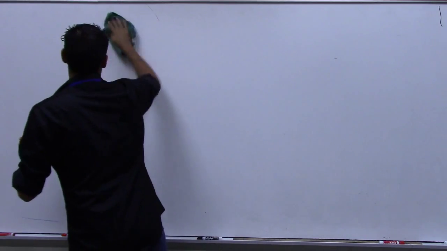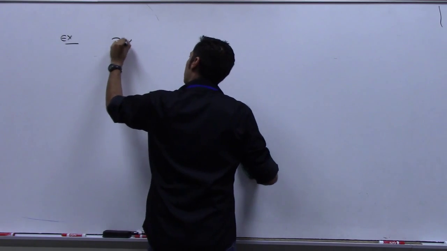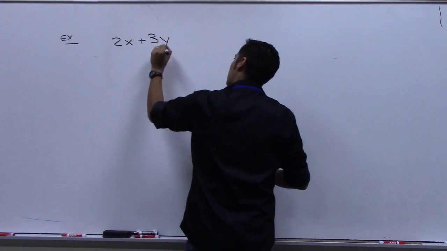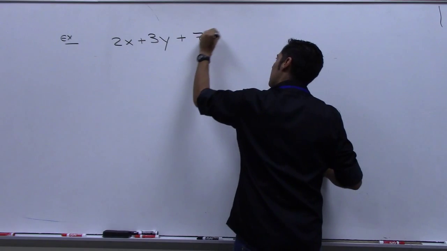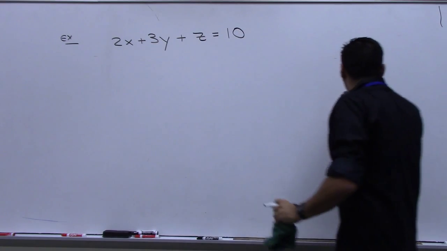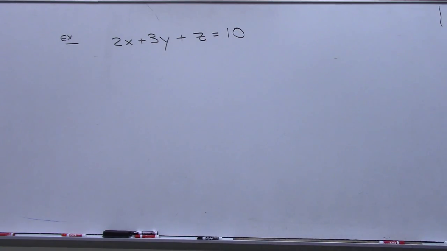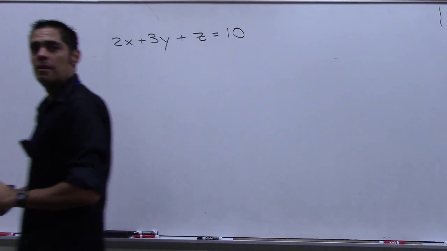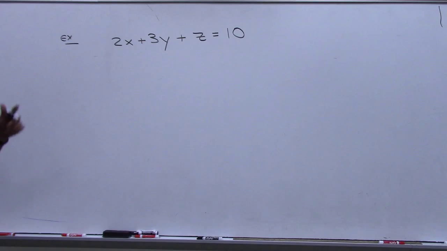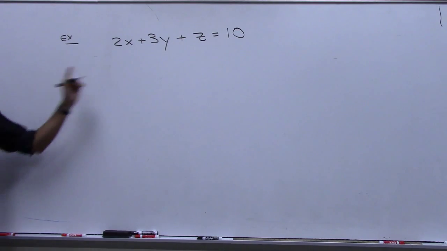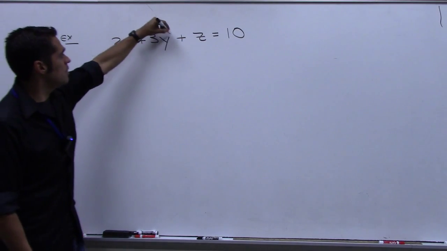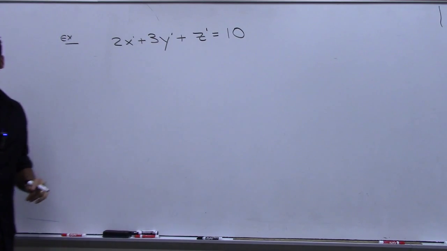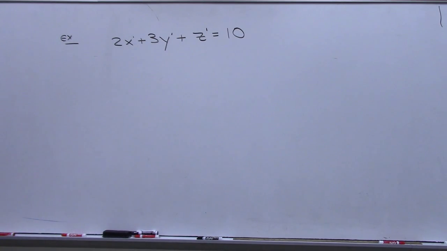Well, let me do this instead. 2x plus 3y plus z equals 10. Well, right now you have one equation, right? And you have how many variables? 3. This would be a single equation, right? It's a linear equation because each variable is raised to the first power, right? It's a linear equation in 3 variables.